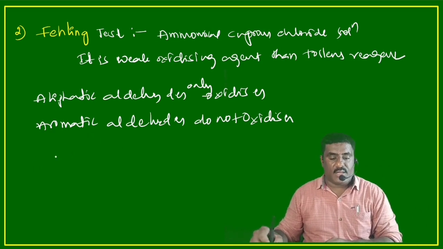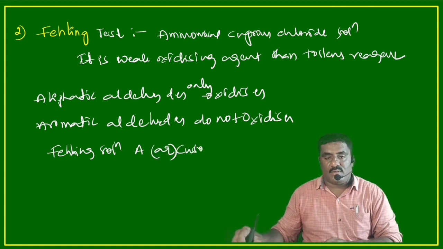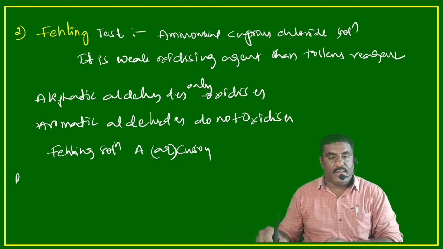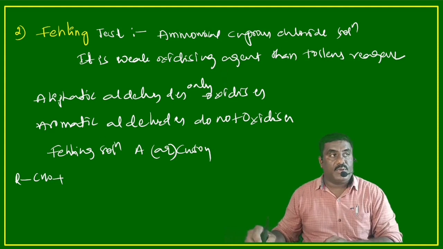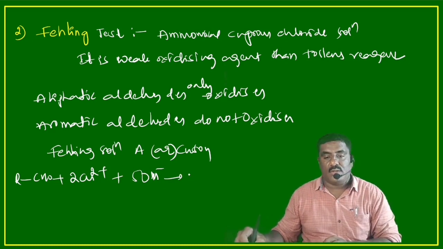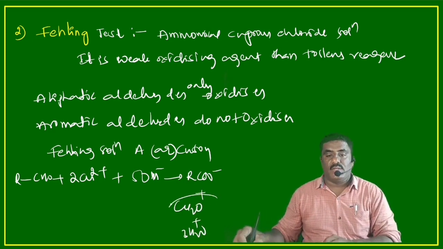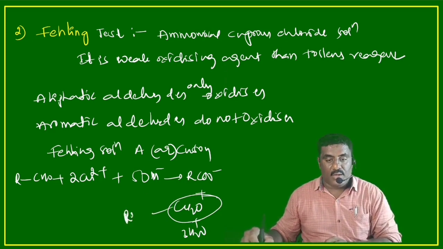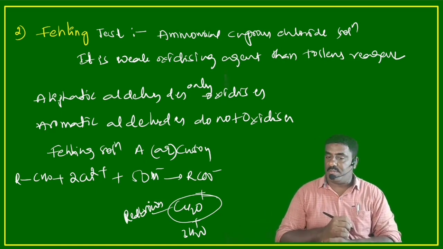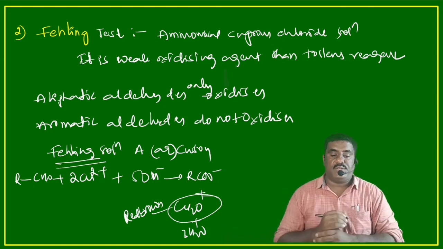What is Fehling's solution A? Fehling's solution A is aqueous copper sulfate solution. An aldehyde with copper sulfate, 2Cu2+ and 5OH minus, gives RCOO minus plus Cu2O plus 3H2O. It is Cu2O, a red brown colored precipitate. Fehling's solution A with an aldehyde gives a red brown precipitate. Yes, let's move on.